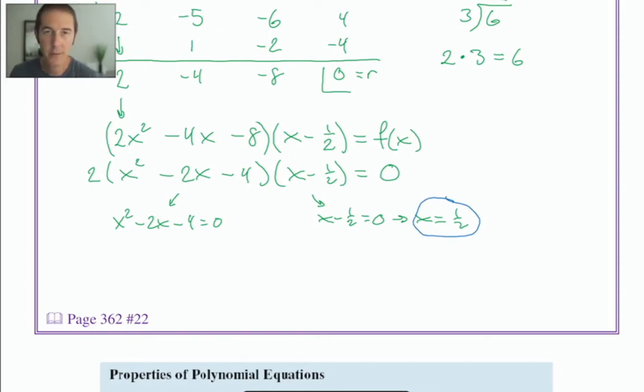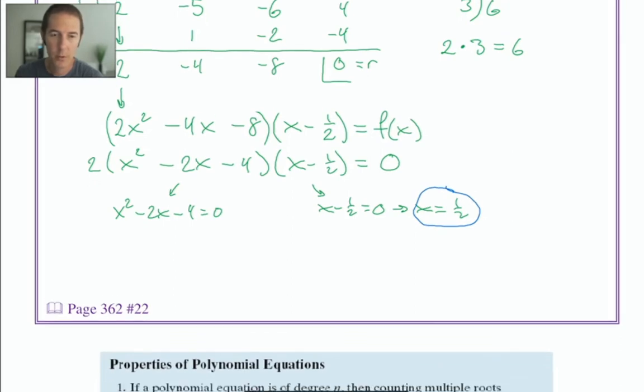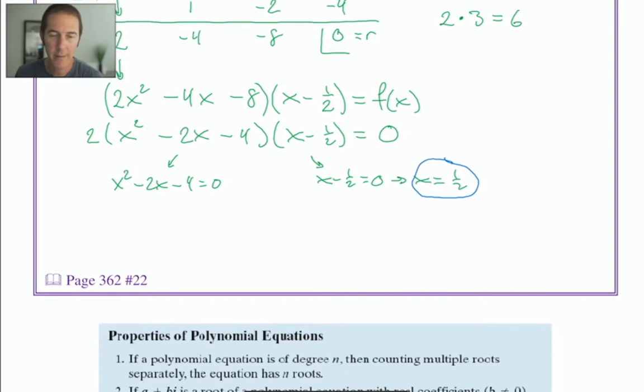Now I have to find the zeros using this other little equation, x squared minus 2x minus 4 equals 0. The problem is it's not factorable, which means you're either going to have to complete the square or use the quadratic formula in order to determine the zeros that come out of that factor. I'll leave it up to you. I'm going to complete the square. You do whatever you want, and let's see if we get the same answer.